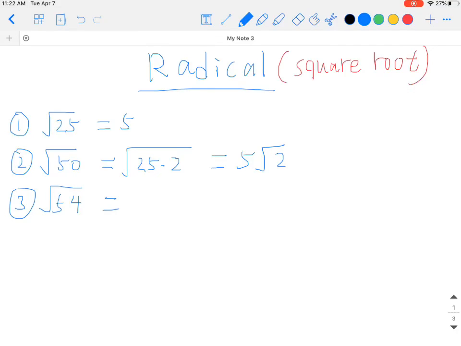Same thing here. We have to think of 2 factors, and one of them has to be a perfect square: 9 times 6. The radical of 9 can be taken out as a 3. And the radical of 6, there's nothing we can do, so it stays inside.